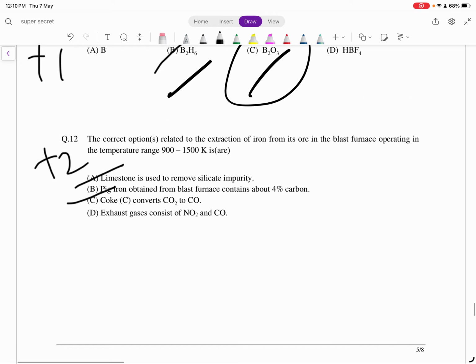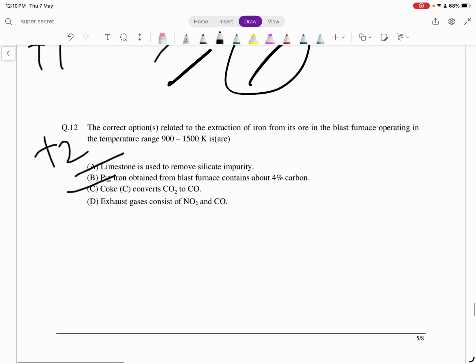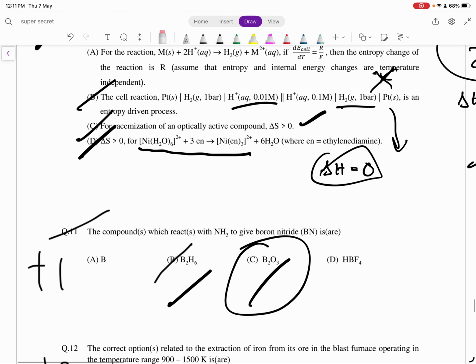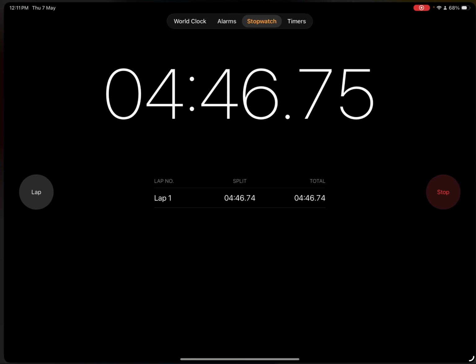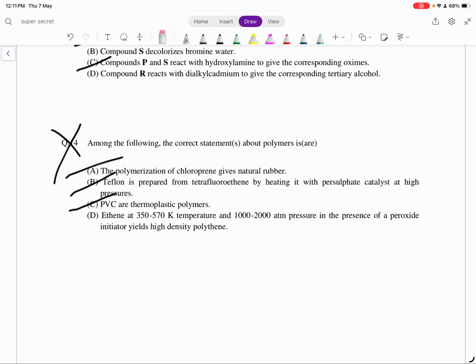Question 12, the correct option related to... I mean, what am I supposed to say about this? Coke converts CO2 to CO. Is this correct? Does it? I don't know. Honestly, I don't know. I'm going to leave this question. But yeah, that's question 10 and question 11 done. Actually, let's just continue. The video isn't long enough. I'll fit one more question in.